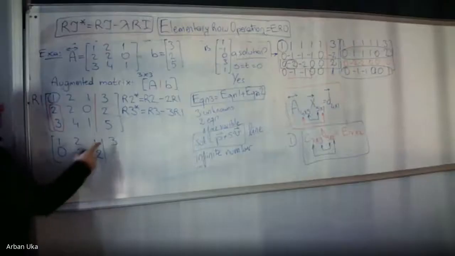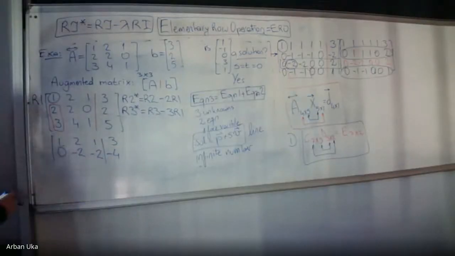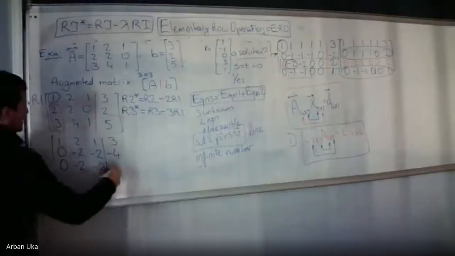Minus 2. Yes, minus 2. What then? Minus 4. That's correct, minus 4. What about here? So we have to make 0 distinctly, which is that 0. What's that? Minus 2. Yes, and minus 1. Minus 4. Okay, minus 4, yes.